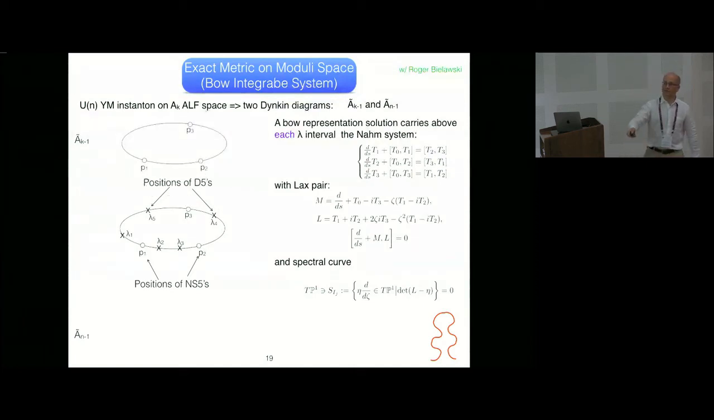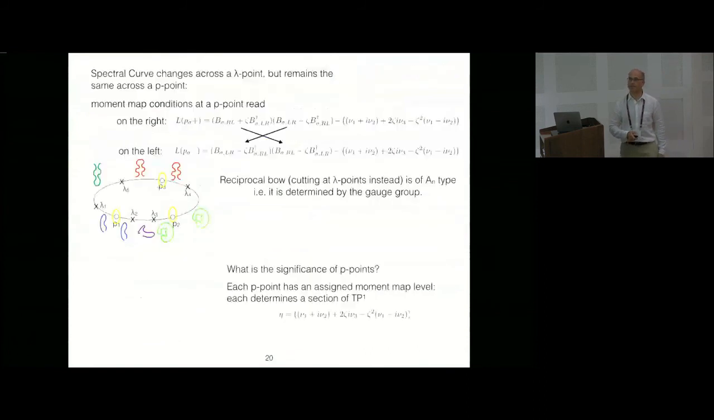Now, as I mentioned, if you forget about lambda points, you'll get these P points, and that's associated with the Dynkin diagram corresponding to the underlying space. And if you forget about P points, that will be the Dynkin diagram associated with the gauge group. So that's how the bow combines the two. Now, I'm emphasizing this combination of two because our final result will apply to any gauge group and any type of underlying space. I want to say any.